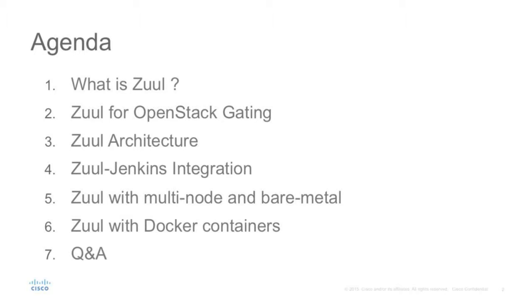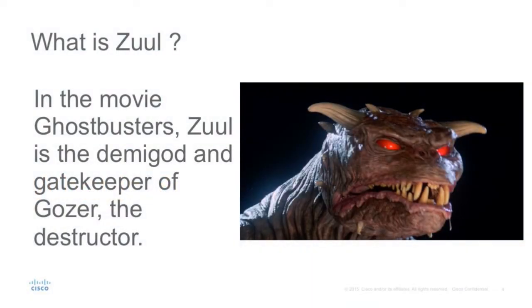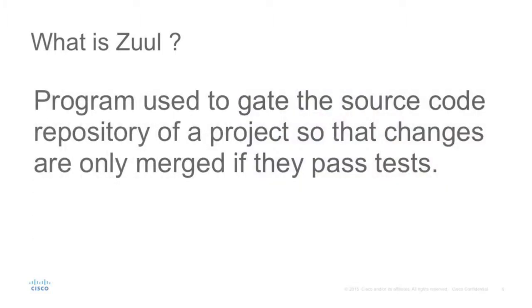So what is ZUUL? In the movie Ghostbusters, ZUUL is the demigod and gatekeeper of Gozer, the destructor. So if you've seen the Ghostbusters movie, we all know what ZUUL is. But in OpenStack, ZUUL is a program used to gate the source code repository of a project so that changes are only merged if they pass tests.